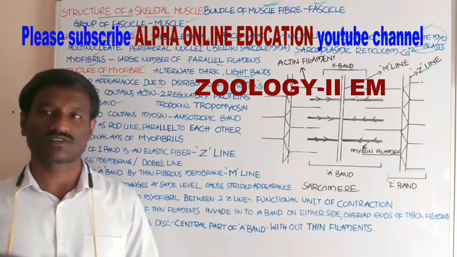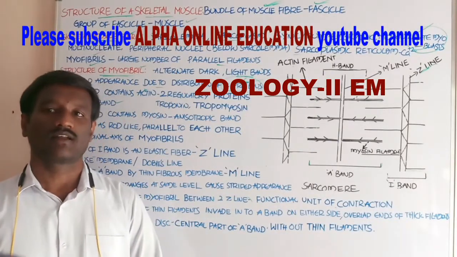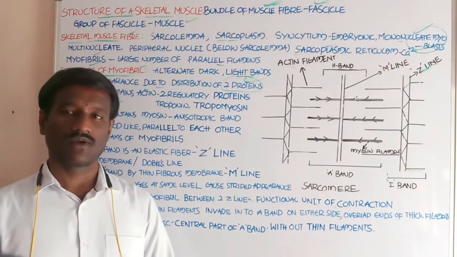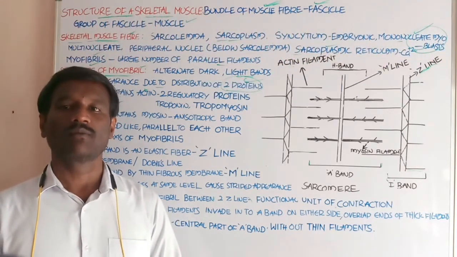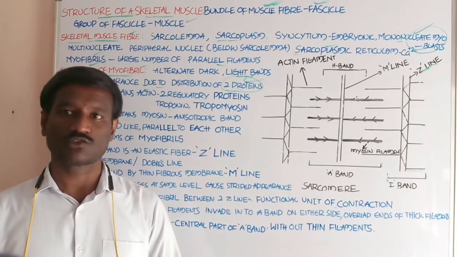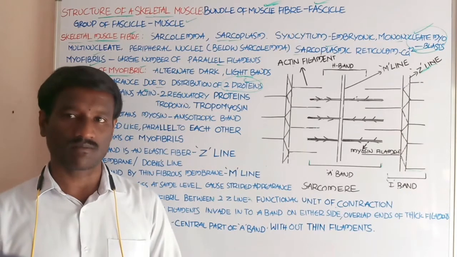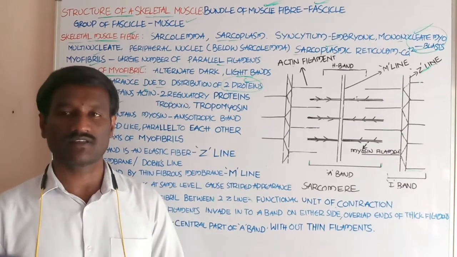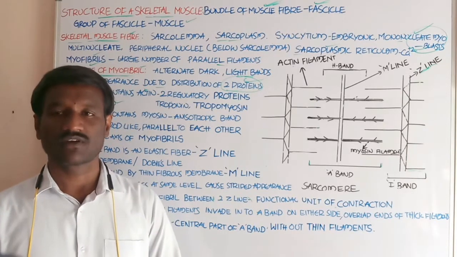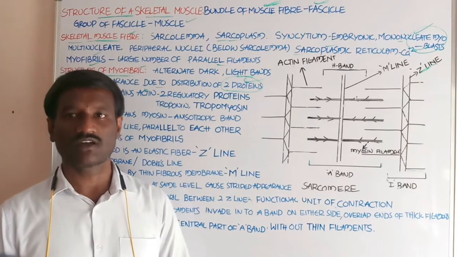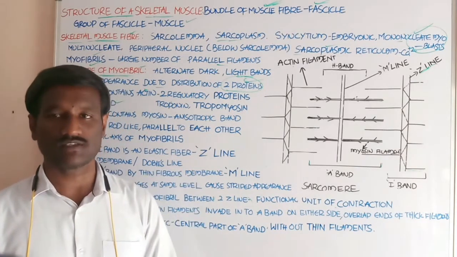Students, now we will discuss the skeletal muscle. Muscles are mesodermal in origin. Muscles are mainly of three types: skeletal muscle, smooth muscle, and cardiac muscle. Muscles show different properties: excitation, contractility, and relaxation.